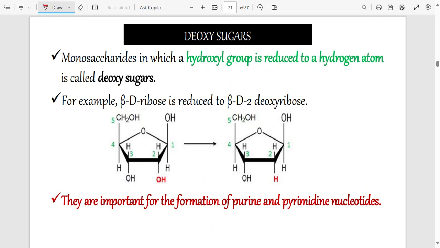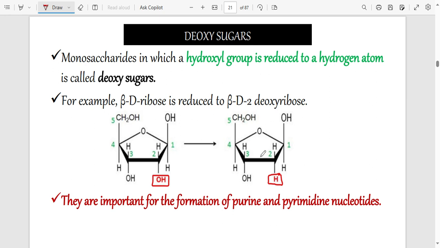Now, the other type of these derivatives is a deoxy sugar. This one you already know. A deoxy sugar is where the hydroxyl group is reduced to a hydrogen atom. In other words, you lose an oxygen. So, for example, at carbon number 2 of this pentose, a ribose, you remove the oxygen and you just remain with the hydrogen, so it becomes deoxyribose.